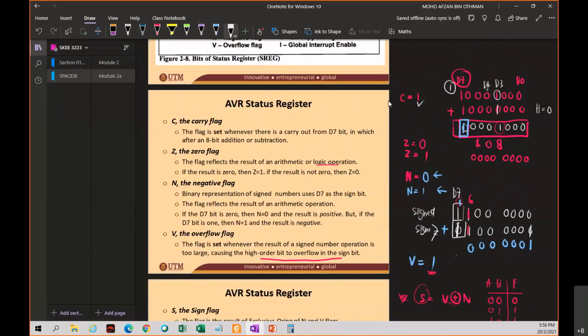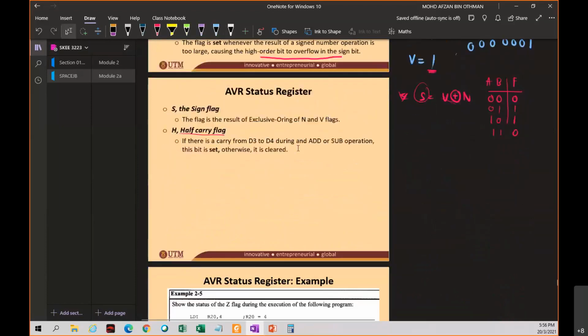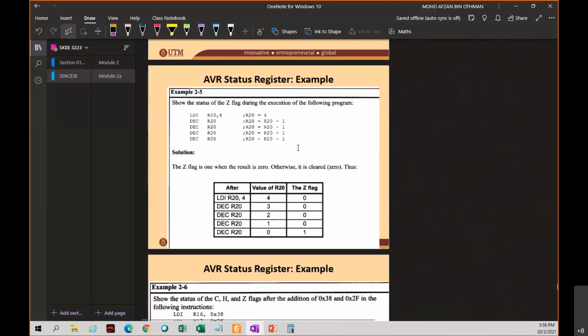Let's say lah kamu buat penambahan 1 tambah 1 and then you produce a 0 and ada carry ke sini daripada bit 3 ke bit 4. So, automatically H sama dengan 1. Okay, so we will look at a few examples regarding this status register in the next few slides. Okay, for the first example, show the status of the Z flag during the execution of the following program.